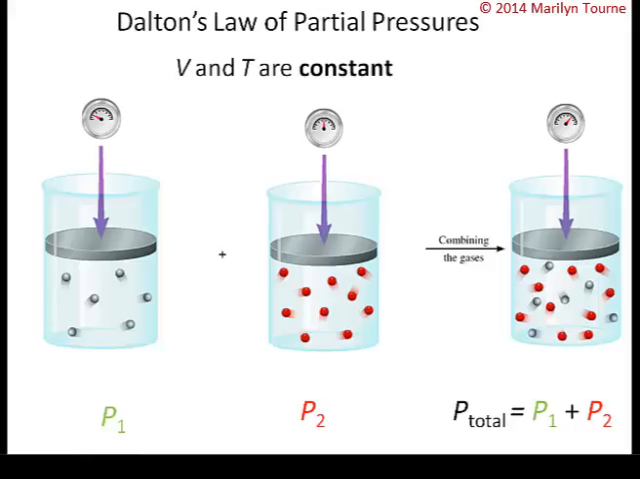In 1801, Dalton stated his law of partial pressures, which basically states that the total pressure of a mixture of gases is just the sum of the pressures that each gas would exert if it were present alone. So all it is, if you have a mixture of gases, you take the pressures of each individual gas and you add them up. That's it.